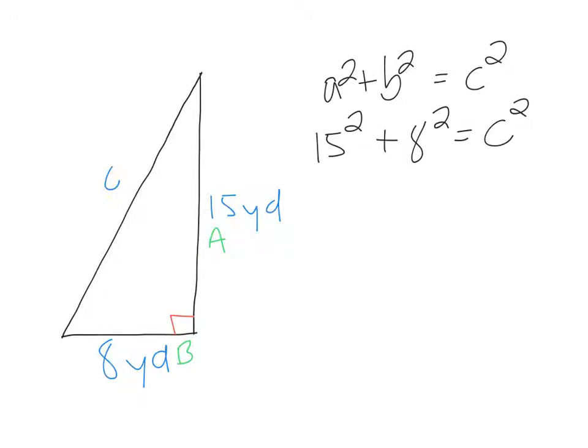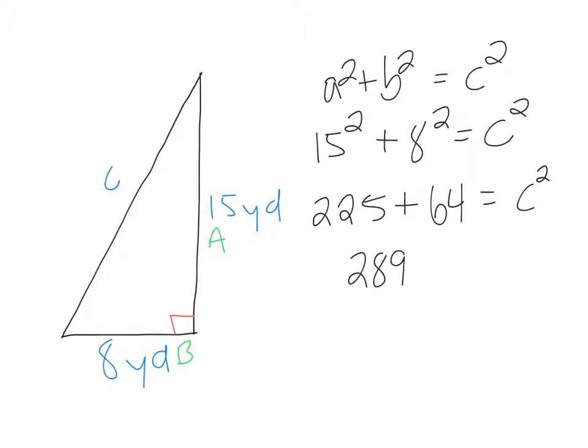Since these are larger numbers, you might need to use your calculator. And if you plug into your calculator 15 squared, you get 225. If you plug in your calculator 8 squared, you get 64. And once again, we do not know what c squared is. Well, if we plug these two things in, 225 plus 64, we know that this equals 289. And 289 still equals c squared because we don't know what c squared is yet.